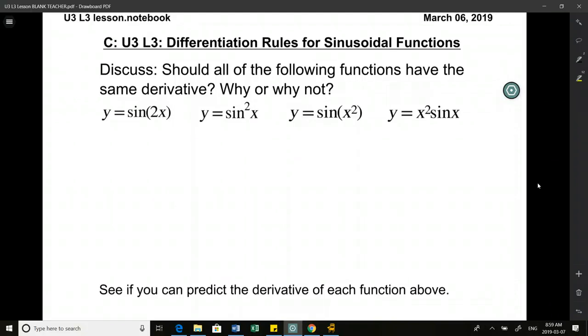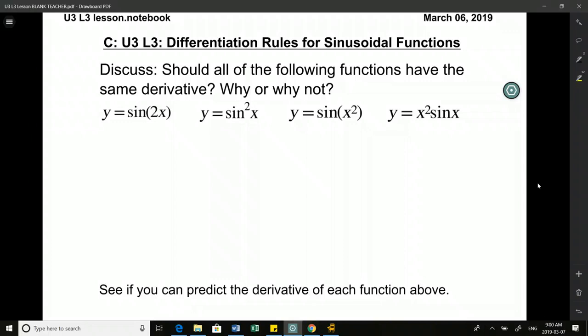Okay, yeah, so we can kind of see that if we try to use maybe some of our previous derivative knowledge, these probably aren't giving us the same things. Zainab? Yeah. Okay, so if we look at trig identities, we can kind of see that these are equal to different things.